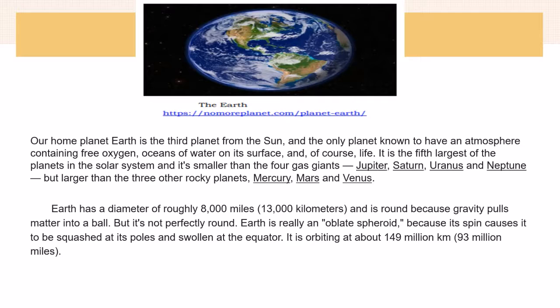Earth has a diameter of roughly 8,000 miles or 13,000 kilometers and is round because gravity pulls matter into a ball. But it's not perfectly round. Earth is really an oblate spheroid because its spin causes it to be squashed at its poles and swollen at the equator. It is orbiting at about 149 million kilometers or 93 million miles.